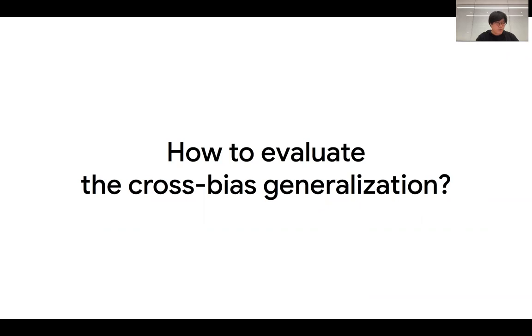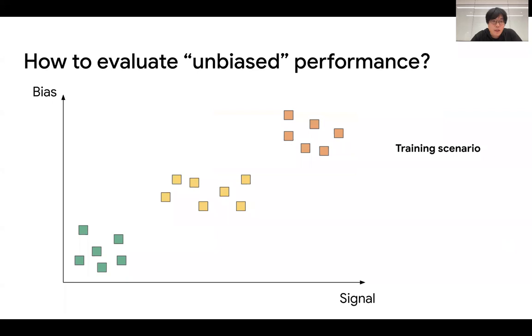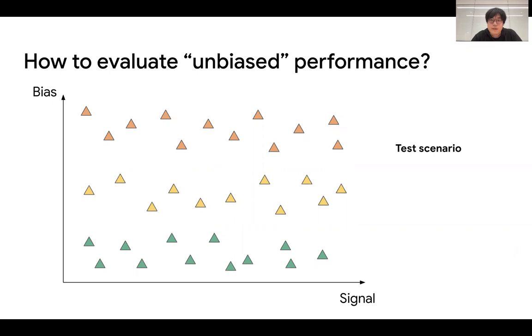So again, let's simplify this picture. This is our problem scenario. We have two axes here, bias and signal, and we assume that each class is highly correlated to each bias. And we want to evaluate unbiased performance, not the biased data set test accuracy. So we have two problems here.